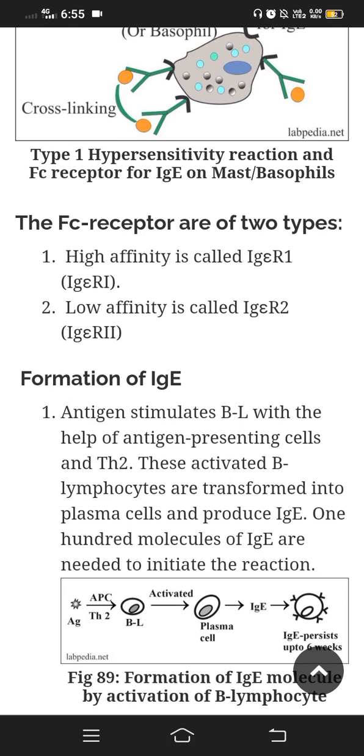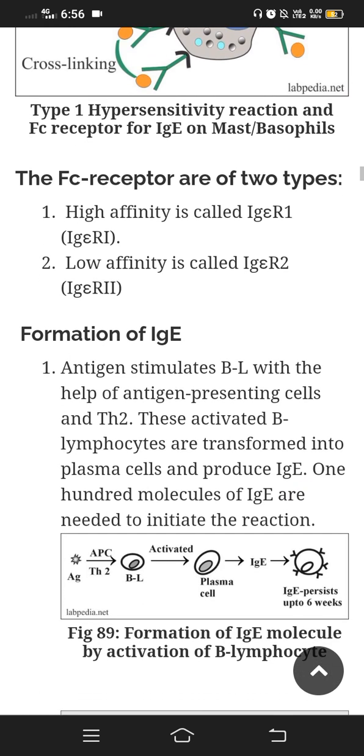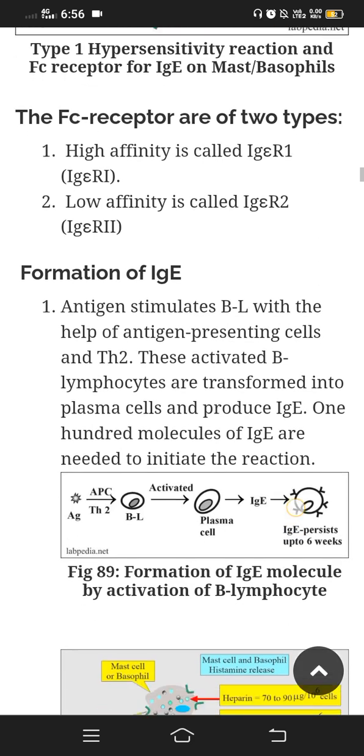Formation of IgE: antigen stimulates B lymphocytes with the help of antigen presenting cells and Th2. These activated B lymphocytes are transformed into plasma cells and produce IgE. 100 molecules of IgE are needed to initiate the reaction. Antigen, APC, Th2, B lymphocyte, activated plasma cell, IgE. IgE persists up to 6 weeks.